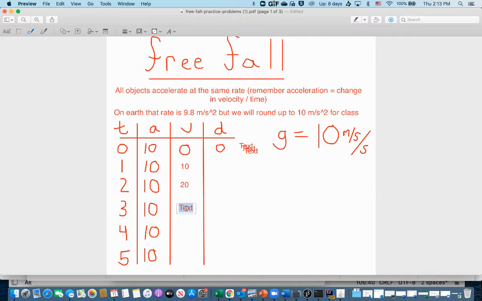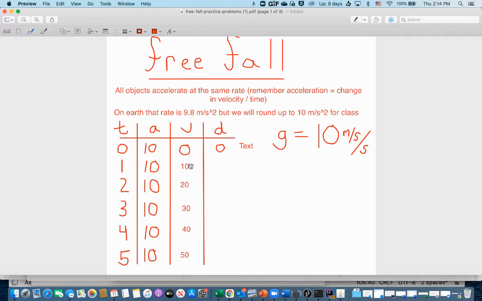After 3 seconds, I increase another 10 for 1 more second, right? From 2 to 3 seconds, it's 1 second. I increase another 10. And then from 3 to 4 seconds, it's 1 more second. So I'm going to increase another 10 because that's what I'm doing. I'm increasing 10 meters per second every second. So 30 plus 10, that's going to give me 40 meters per second here. And then I have finally 50 meters per second here.